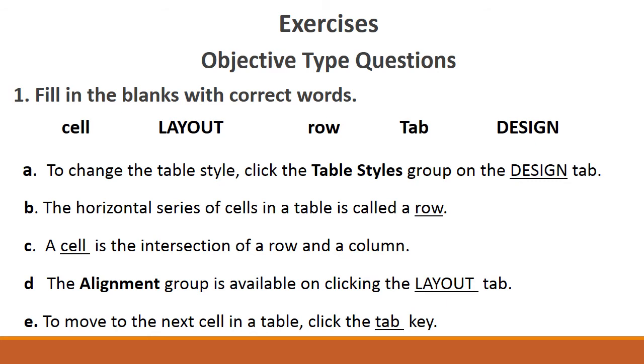The second last statement is: the alignment group is available on clicking the dash tab, and the correct word is Layout tab. The last one is: to move to the next cell in a table, click the dash tab key. Click the Tab key to move to the next cell in a table.